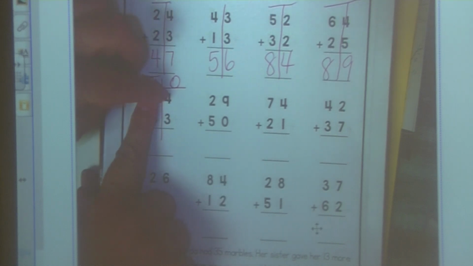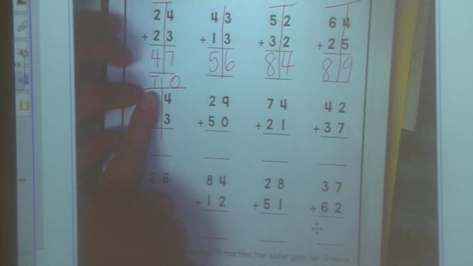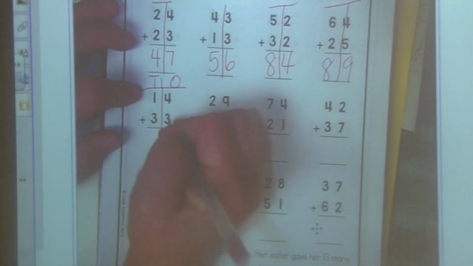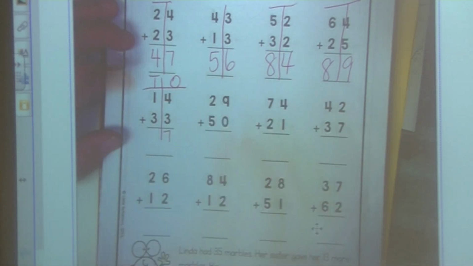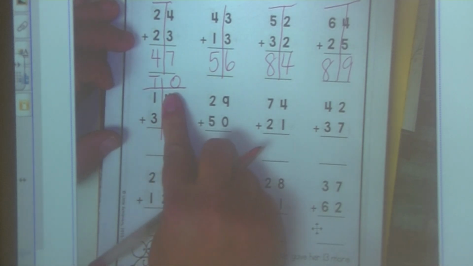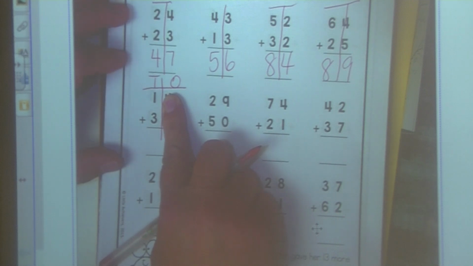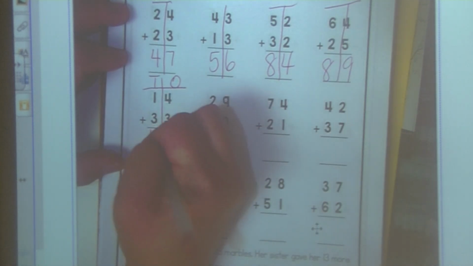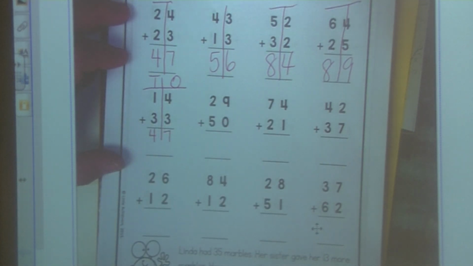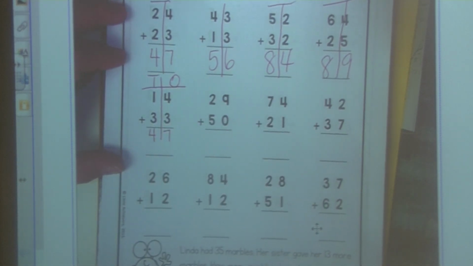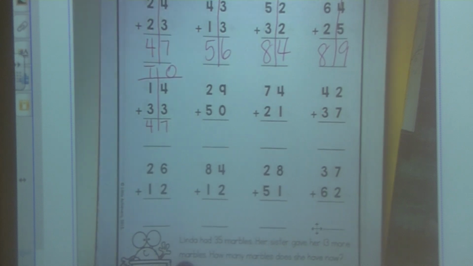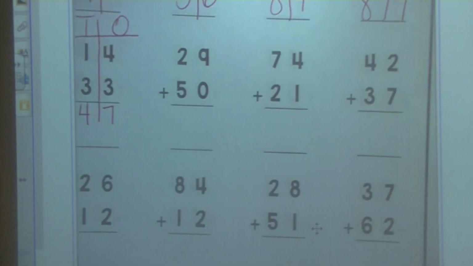Now let's add. 4 plus 3 equals what? 7. Now it's time for our tens. 1 plus 3 equals 4. Our answer is 47. I'm going to blow it up on the second row, guys, so make sure you're still with me on that second row.